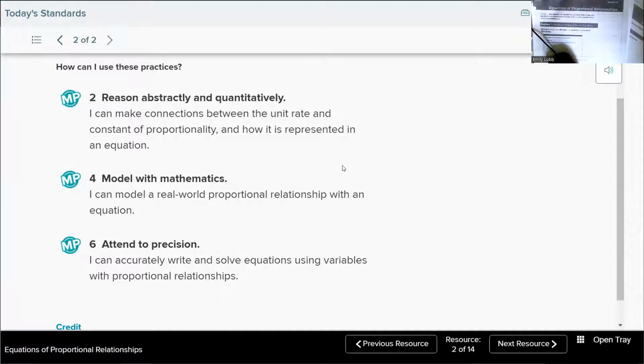I can make connections between the unit rate and constant of proportionality and how it is represented in the equation. We just talked about it. In y equals 45x, what is the constant, Tanner?